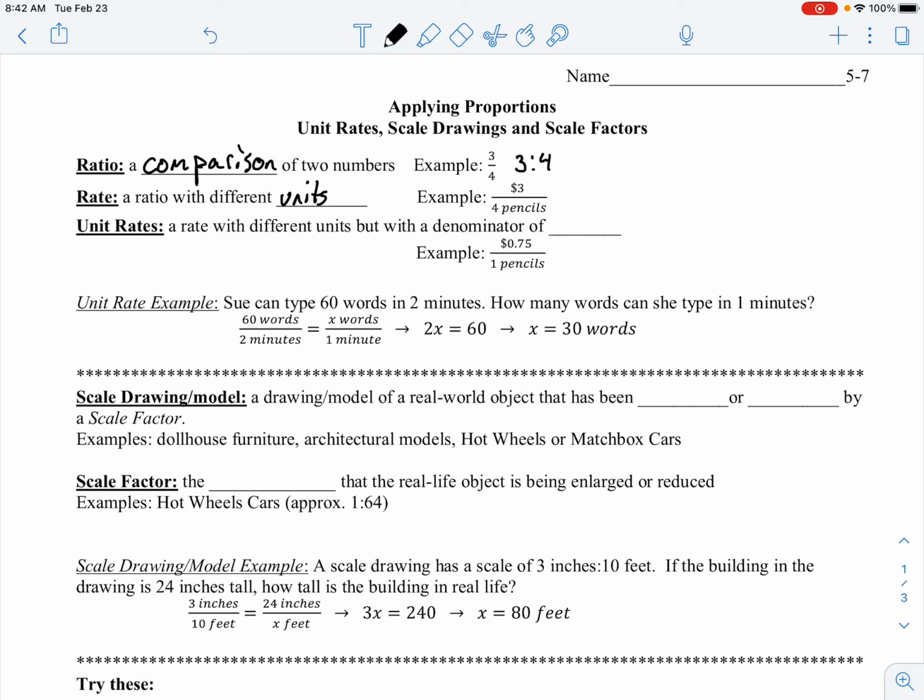And then to take it a step further, a unit rate is a rate with different units, but with a denominator of 1. So we can see here that this guy here, $3 for 4 pencils, becomes the unit rate of 75 cents for 1 pencil. Other unit rates we are used to seeing is miles per hour, because if you're going 60 miles in 1 hour, that is a unit rate because we have a denominator of 1 there.